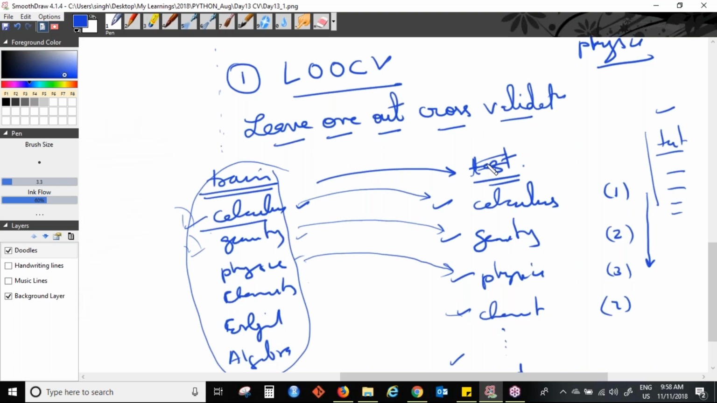There is no point of random state here, Sinoj, because you are looking at every row. So every row will come one at a time. It is not random. It is one by one. So every row should come here in the test data.